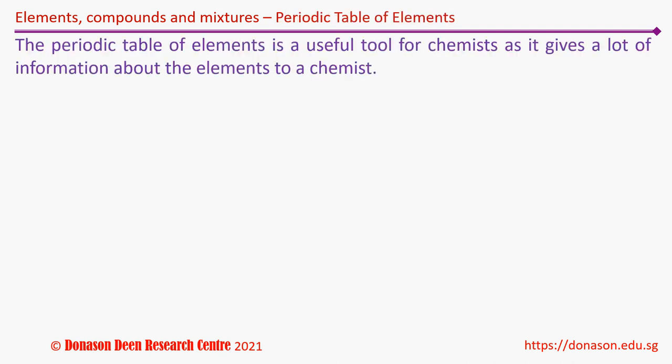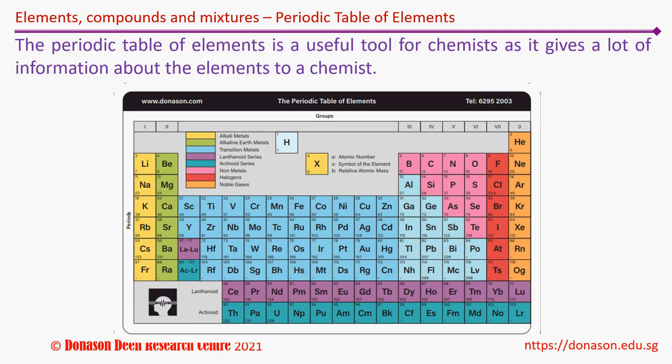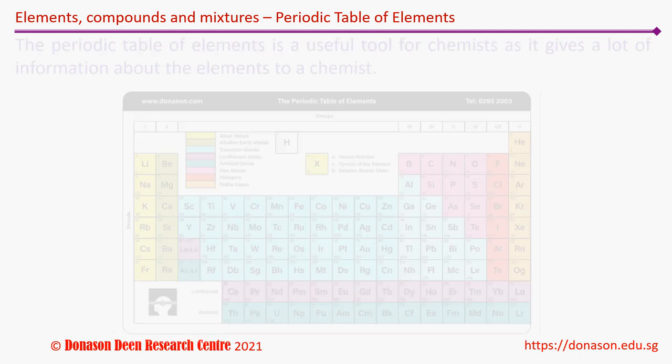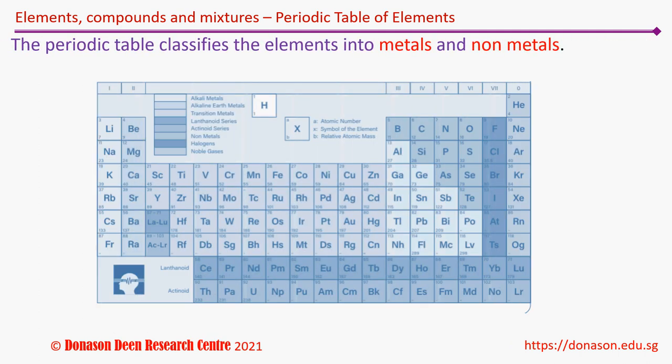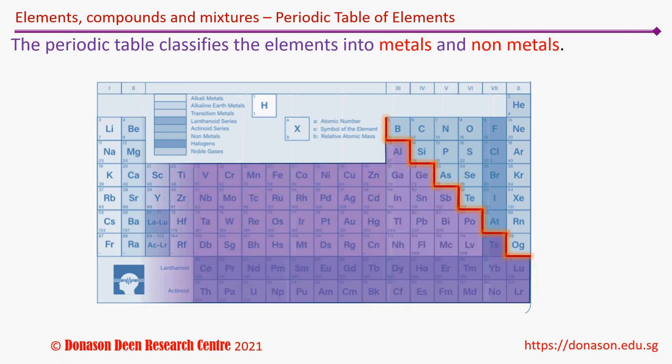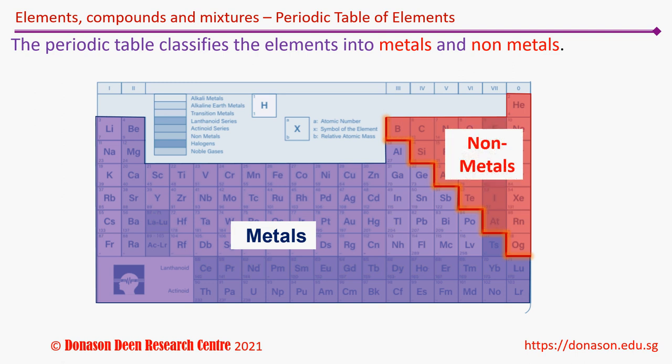The periodic table. The periodic table of elements is a very useful tool for chemists. It gives a lot of useful information about the elements to a chemist. Dmitry Mendeleev, a Russian chemist, was the first one to lay the framework for the periodic table of elements in the year 1869. The periodic table of elements classifies the elements into metals and nonmetals. The elements to the left of the zigzag line shown are metals, while those to the right of the line are nonmetals.